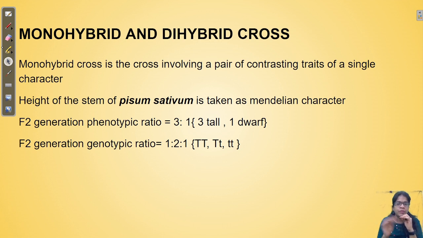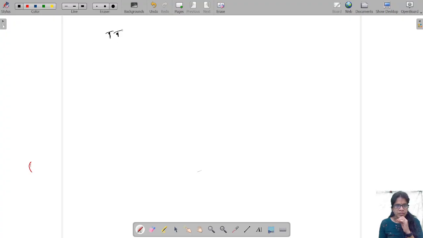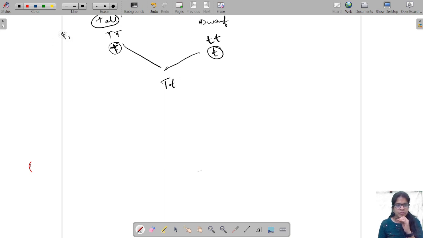So he has crossed between them. The first cross is, this is the tall gene that he has chosen, and this is the dwarf plant he has chosen, and it is expressed only in the homozygous condition. Right, when you cross between them, it gives only one type of gamete, hence producing this one. So this is your P1 generation, and this is your F1 generation.